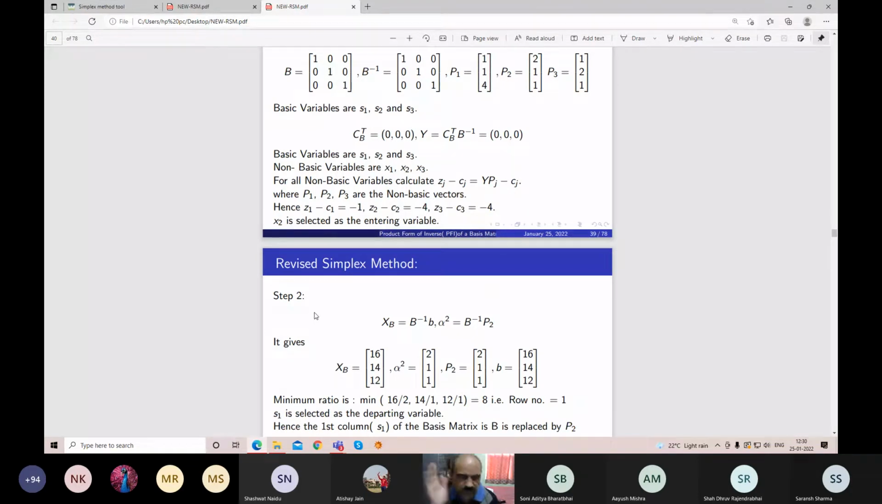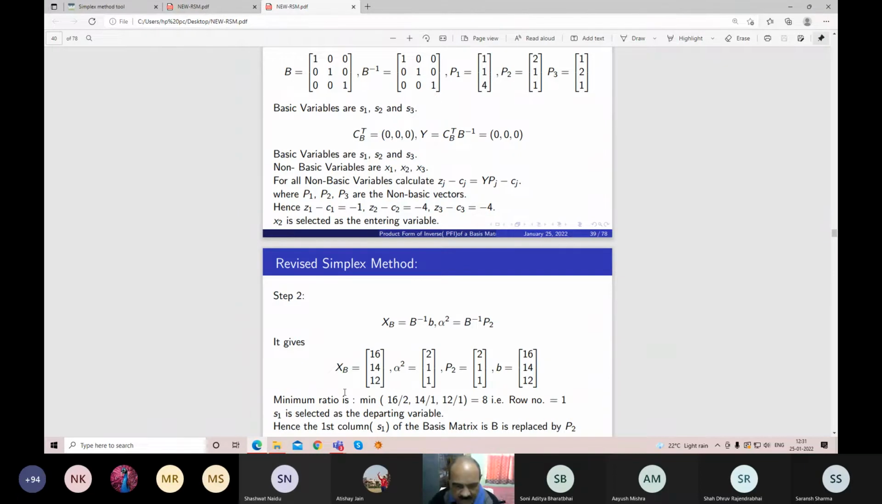In this problem, we are computing the inverse of a matrix in a particular manner, and that inverse we are using always. First step, then again we change some column, then we compute the inverse, then we use the same inverse, the basis inverse.